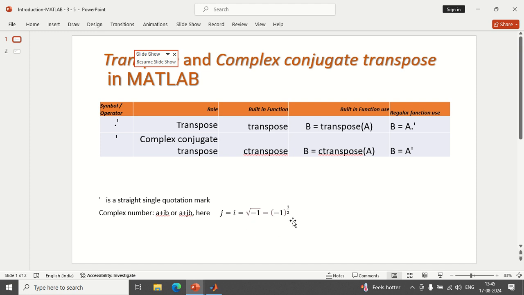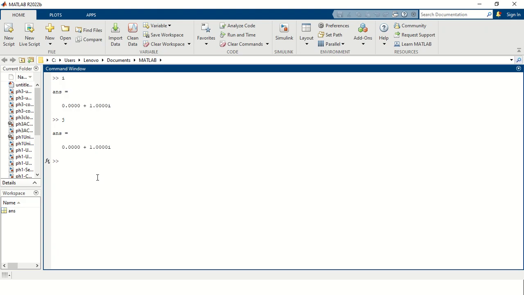I am taking this value and I will show that this value is equal to i and j. I am taking this value because the root symbol I cannot write in MATLAB. Instead of that, I can use the bracket of minus 1 power 1 by 2. That I am going to do now. So now I am writing bracket of minus 1 power of 1 by 2.